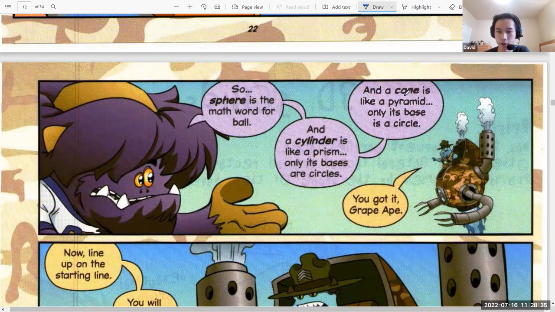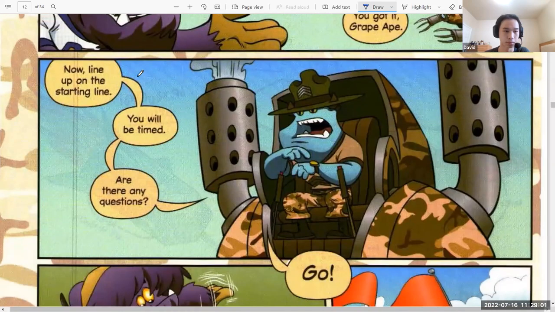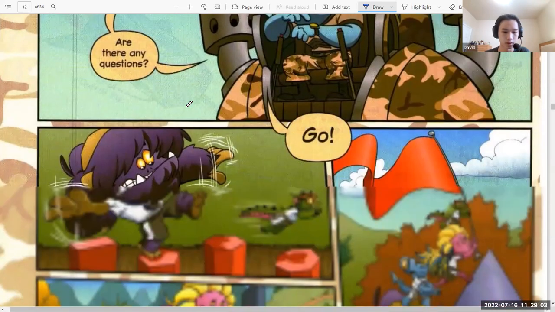A cone is like a pyramid, but its base is a circle, right? So yeah, these two, cylinder and cone, you can relate cylinder to prism more, and you can relate cone to pyramid more. But for all three of these shapes, the important part is that they have circles in them, if that's what you notice. The sphere is a little hard to think about, but it does have circles. Right, so now let's see.